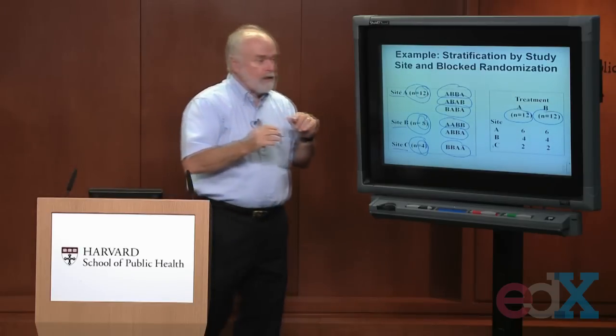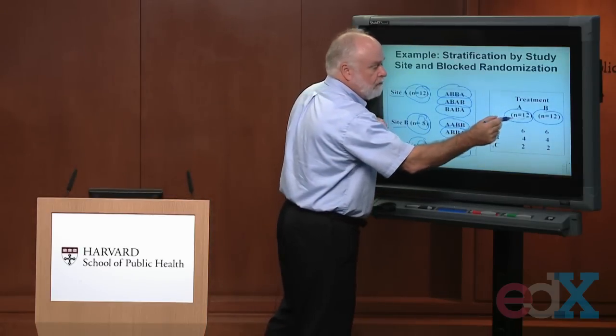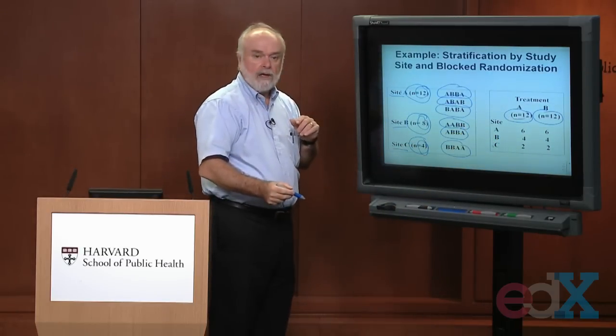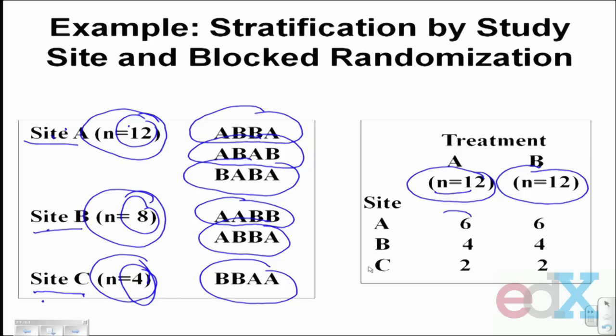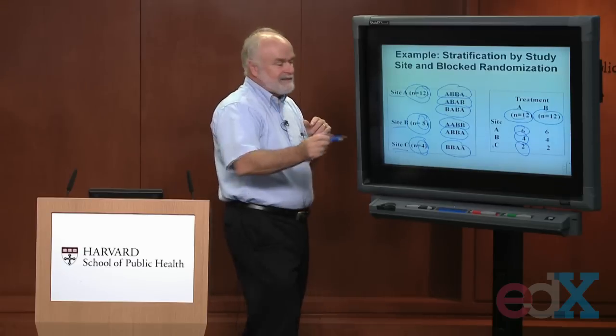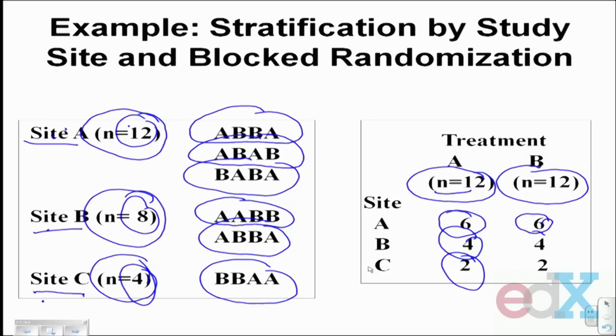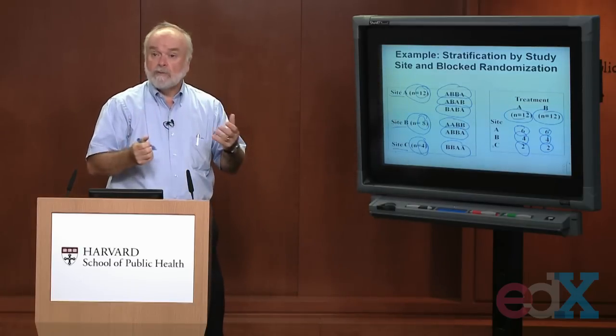But more importantly, let's look at the distribution of the 12 people who received treatment A in terms of which hospital they came from. 6 of those came from hospital A. 4 of them came from hospital B. 2 of them came from hospital C. Same exact numbers for those who received treatment B. Because I blocked and stratified by hospital site, I'm guaranteeing that the factor I stratified by, hospital site, is almost going to be perfectly balanced in this small randomized trial.